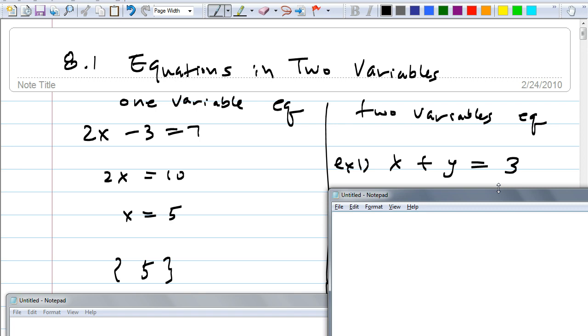Are there any others? Negative 6 comma 9. Doesn't that give you 3? If x is negative 6 and y is 9, don't you get 3? Okay. How many solutions are there like this? The ordered pairs, there are infinitely many. Is it possible to write all of them? No, it's not possible because there are so many of them.